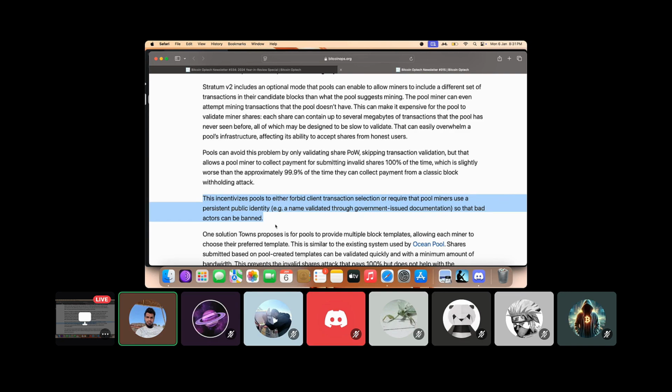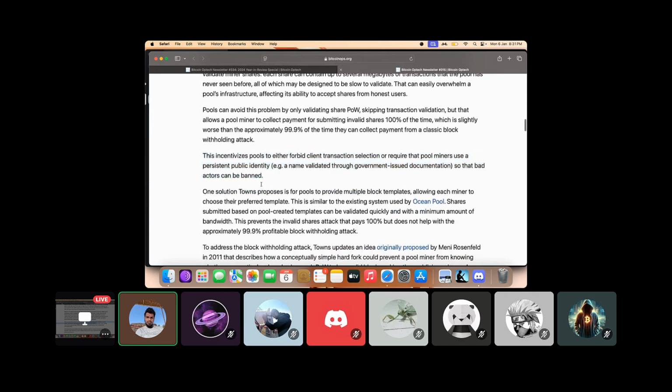We don't want mining pools to prevent miners from creating their own block templates. At the same time, we don't want mining pools to make KYC a prerequisite. We want the miners to create their own block templates, and we want them to remain anonymous, not have to share their identities. So these two solutions should ideally be ruled out.